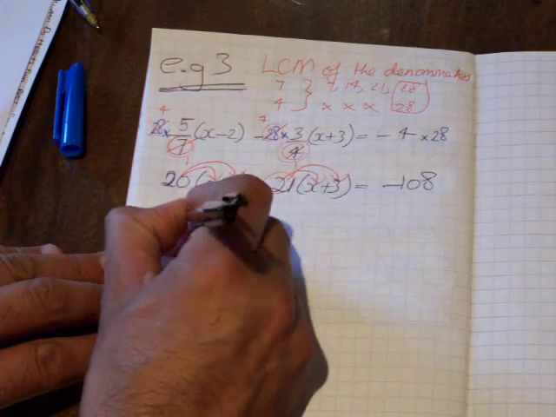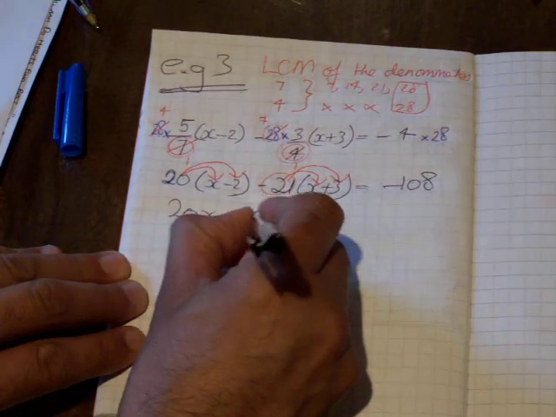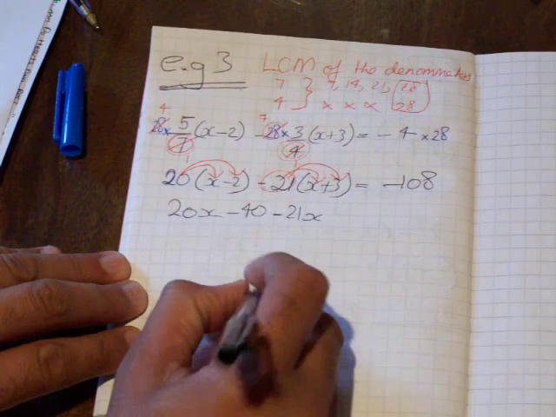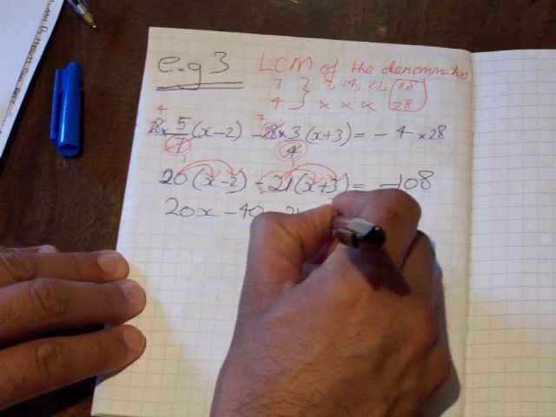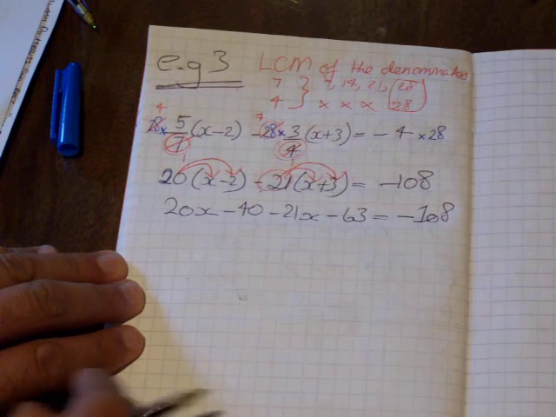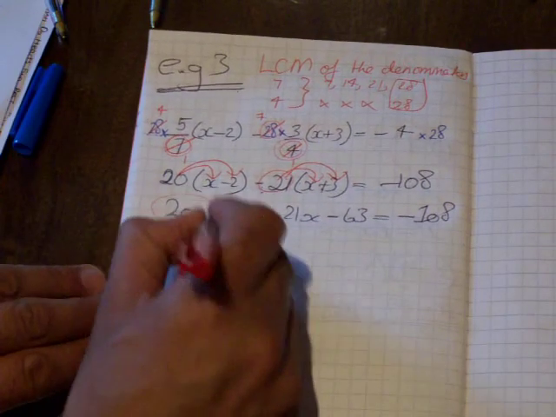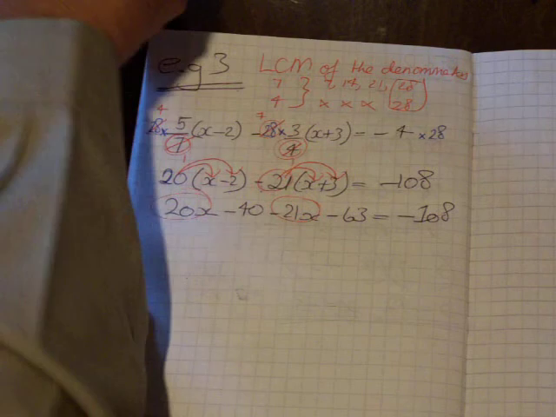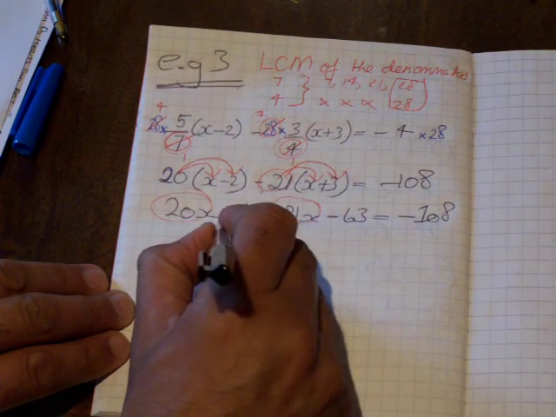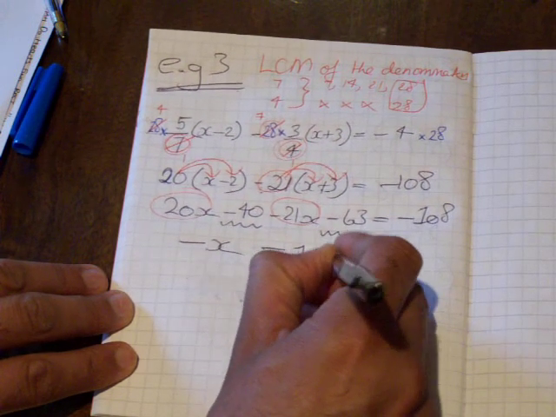20 times by x will give you 20x. 20 times by minus 2 will give you minus 40. Minus 21 times by x will give you minus 21x. And minus 21 times by plus 3 will give you minus 63. Minus 108 stays the same. So on this side, 20x minus 21x, what does that give you altogether? Minus 1x, or minus x in that case. So we have here minus 40 and minus 63, that'll give you what? Minus 103.